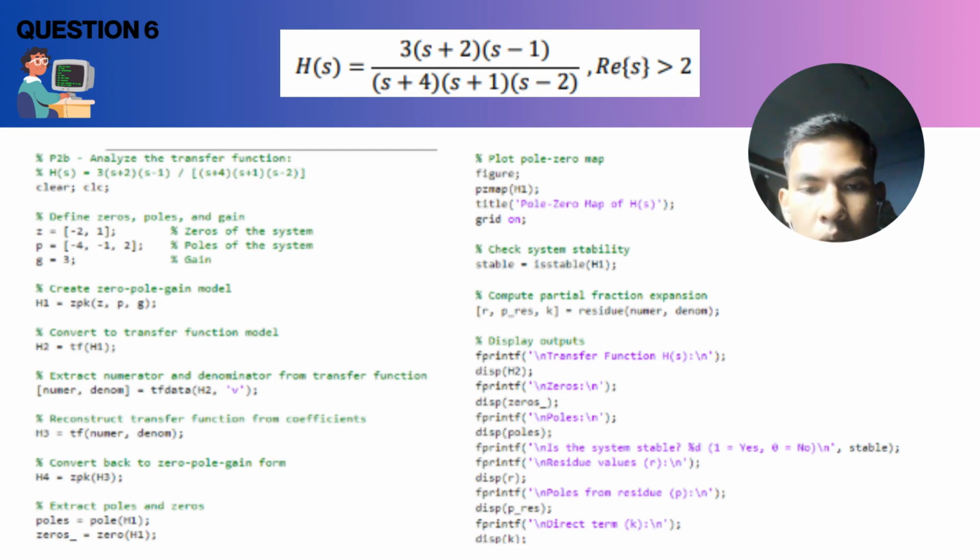The residues from the residue function are approximately 1.667, 0.667, and 0.667, corresponding to the poles at -4, 2 and -1 respectively.